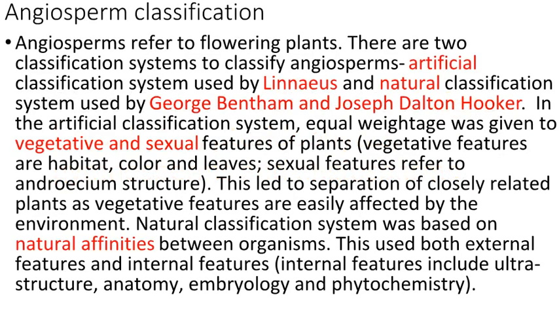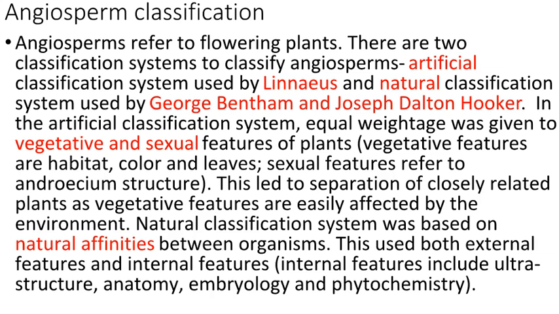Angiosperm classification. Angiosperms refer to flowering plants. There are two classification systems to classify angiosperms: artificial classification system used by Linnaeus and natural classification system used by George Bentham and Joseph Dalton Hooker. In the artificial classification system, equal weightage was given to vegetative and sexual features of plants. Vegetative features are habitat, color and leaves. Sexual features refer to androecium structure. This led to separation of closely related plants as vegetative features are easily affected by the environment.